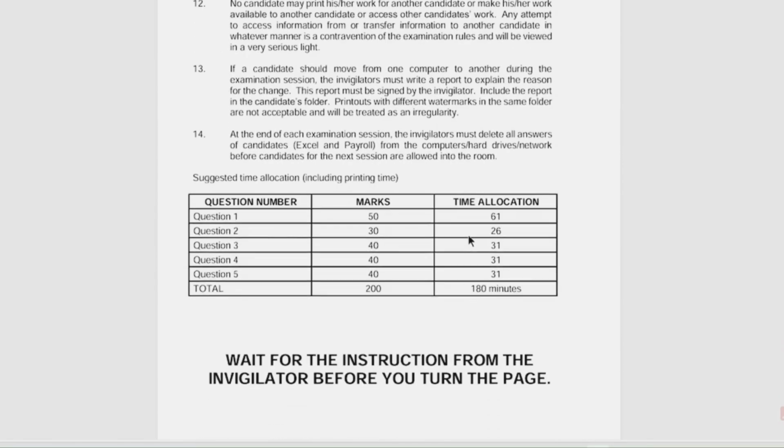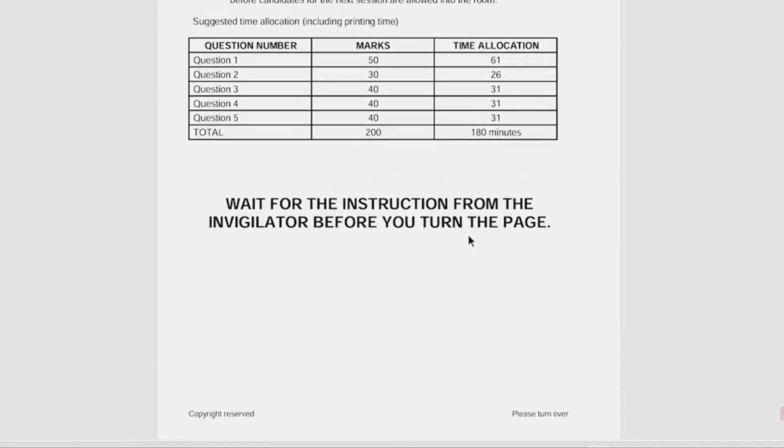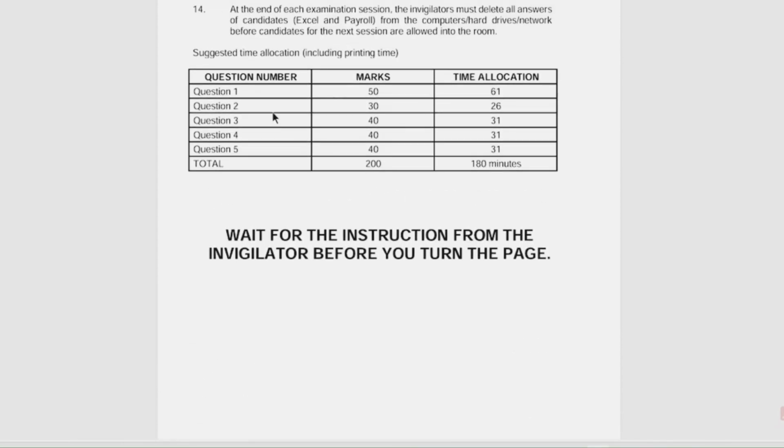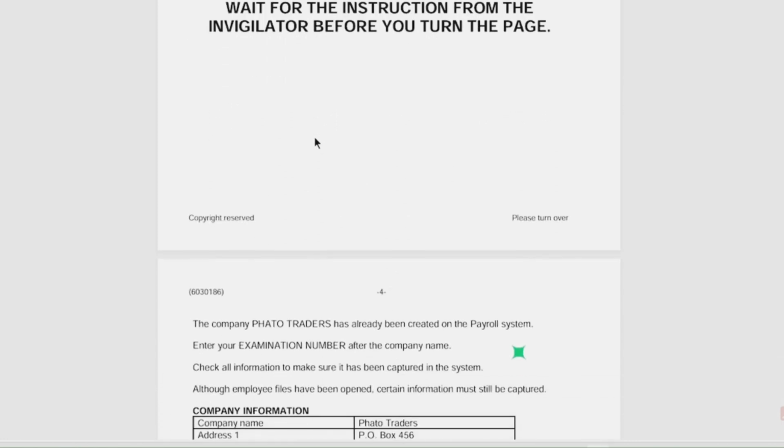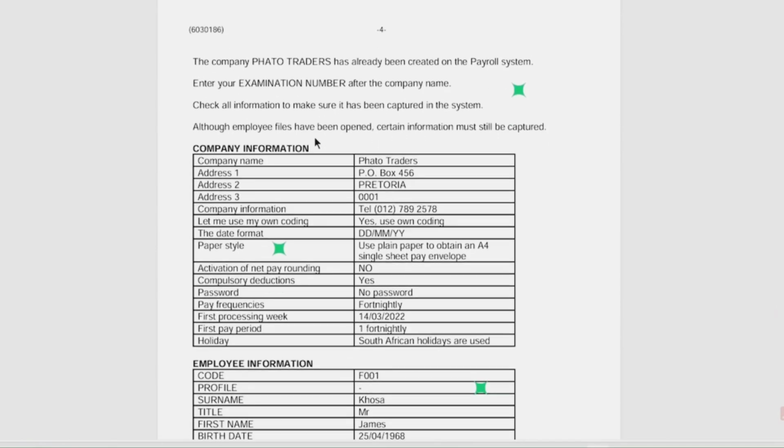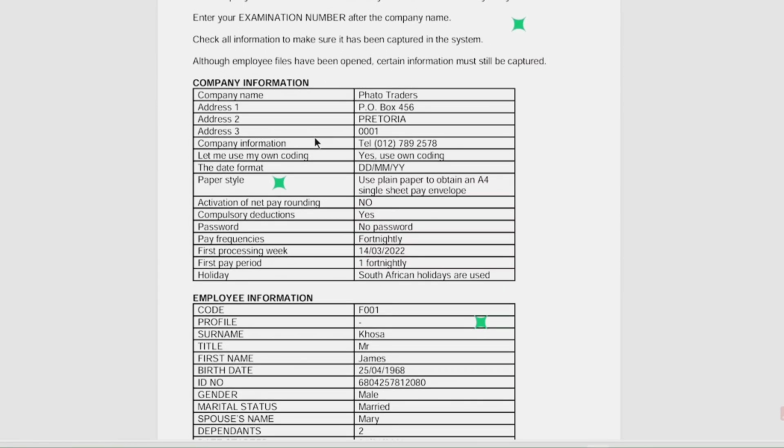What is important with the question paper for N6? You are doing both Pastel Payroll as well as Excel. So question one was out of 50 marks, it was Pastel Payroll. And then questions 2 to 5 were Excel. So you need to master those two programs in order to do well in this question paper. So let's dive into the first section of your work, which is payroll.